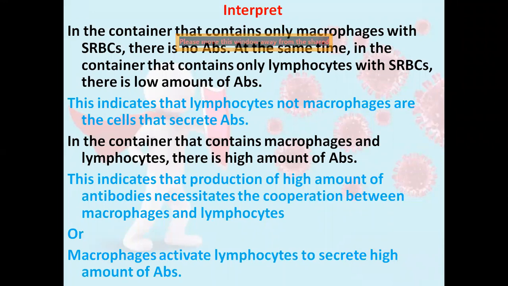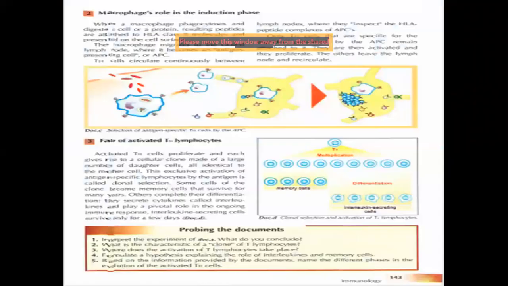In the container that contains only macrophages with sheep red blood cells, there are no antibodies. In the container that contains only lymphocytes with sheep red blood cells, we have a low amount. So this indicates that the lymphocytes, not the macrophages, are the cells that secrete antibodies. However, in the second container that contains both macrophages and lymphocytes, we have a high amount. This indicates that the production of a high amount of antibodies needs the presence of macrophages, since the macrophages activate, for example, the lymphocytes to secrete a high amount of antibodies.